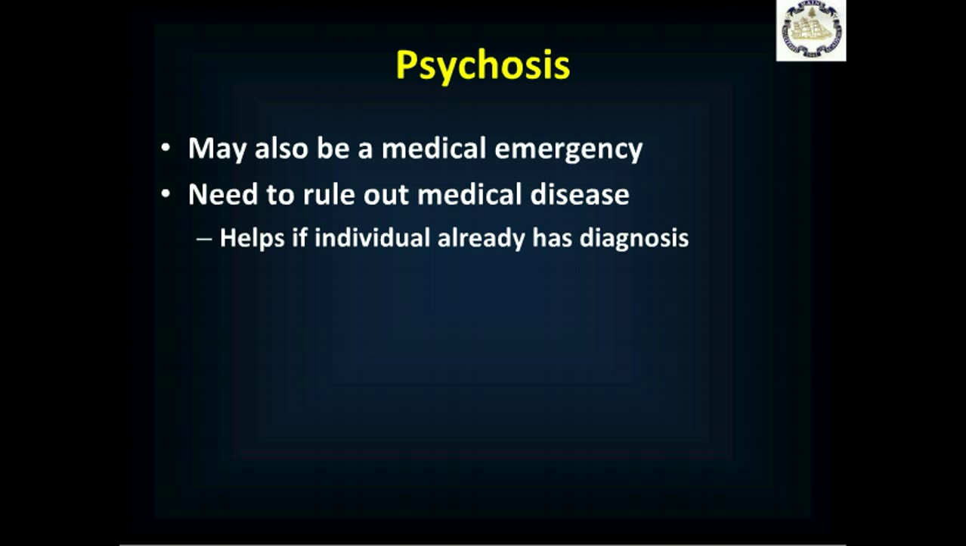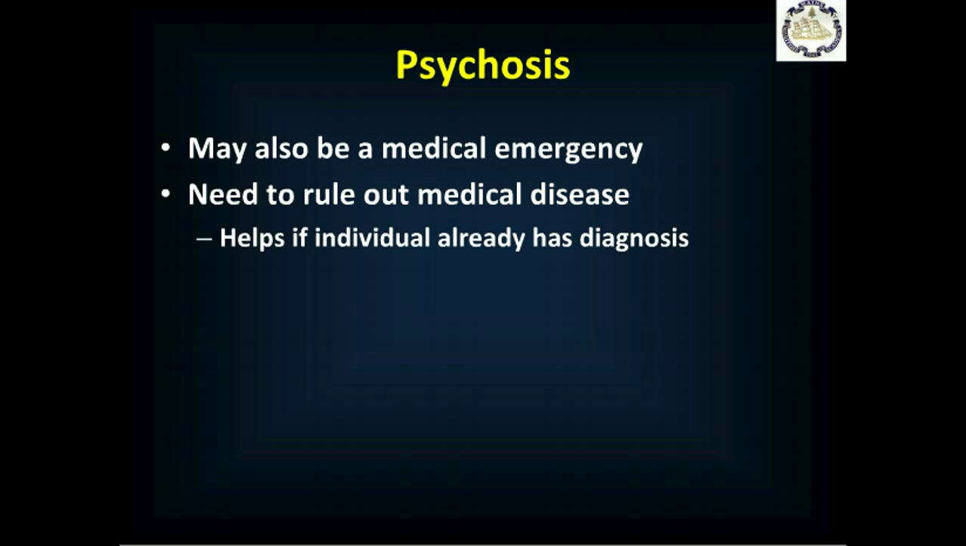So the problem is that someone who's psychotic, who's delusional, hallucinating, acting bizarrely, may actually have a medical emergency, and this is called delirium if there's a medical cause for it. Urinary tract infections, drug overdoses, problems with the salts in the blood, problems with the thyroid can all induce this. So you need to rule out medical disease as the cause, and that can be extraordinarily difficult.